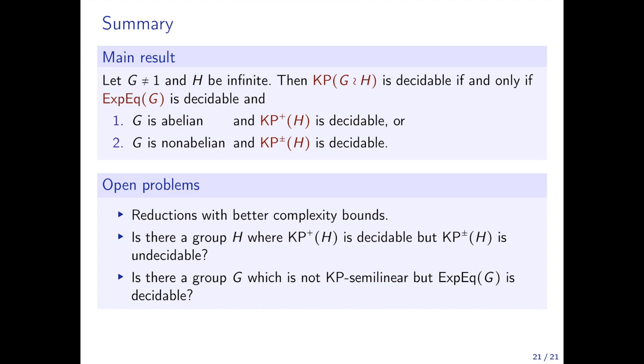So let me conclude with a few open problems. It would be nice to find reductions from knapsack to the intersection knapsack problems, and also vice versa, with better complexity bounds. Also, it is unknown whether there is a group H where the positive intersection knapsack problem is decidable, but the intersection knapsack problem is undecidable. And finally, all groups where we know that exponent equations can be solved are actually knapsack semilinear. It's unknown whether there is a group G which is not knapsack semilinear, but still solvability of exponent equations over G is decidable. Thank you.